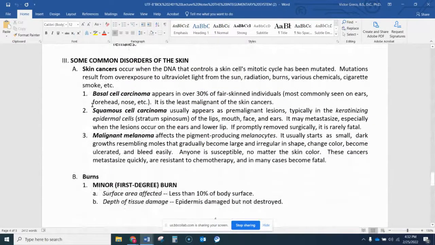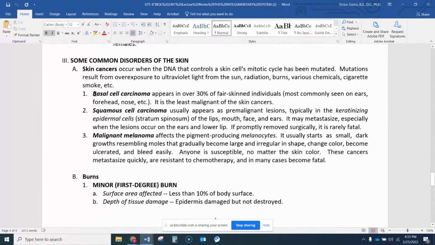Okay, these are skin cancers, and there's three types of skin cancers that we look at here, and they are numbered from the least aggressive to the most aggressive. When we say cancer, that means cells are dividing uncontrollably and starting to invade underlying tissue or surrounding tissue.